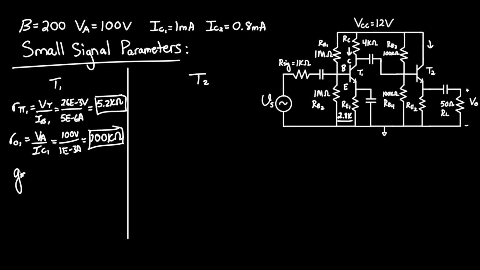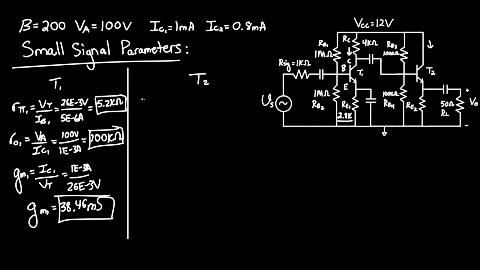Lastly, transconductance GM1 equals IC1 over VT, which equals 1E negative 3 amps over 26 millivolts. GM1 equals 38.46 millisiemens, or times 10 to negative 3 Siemens.